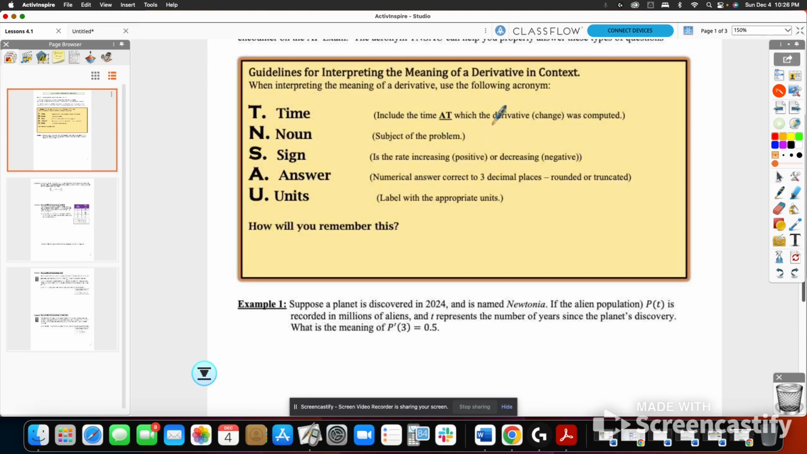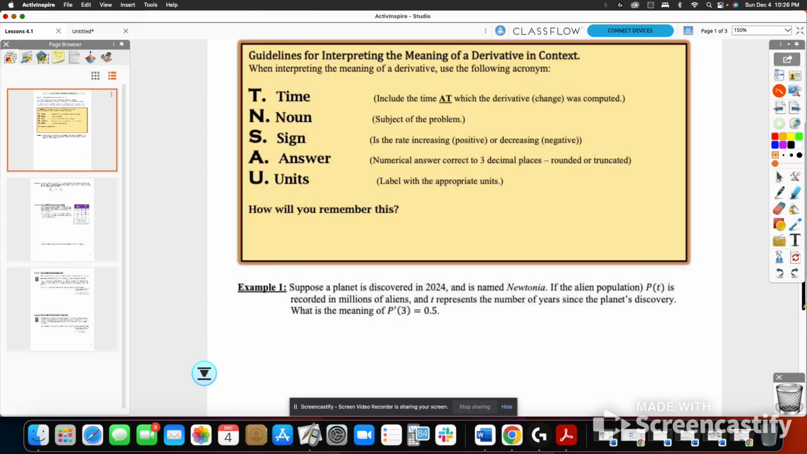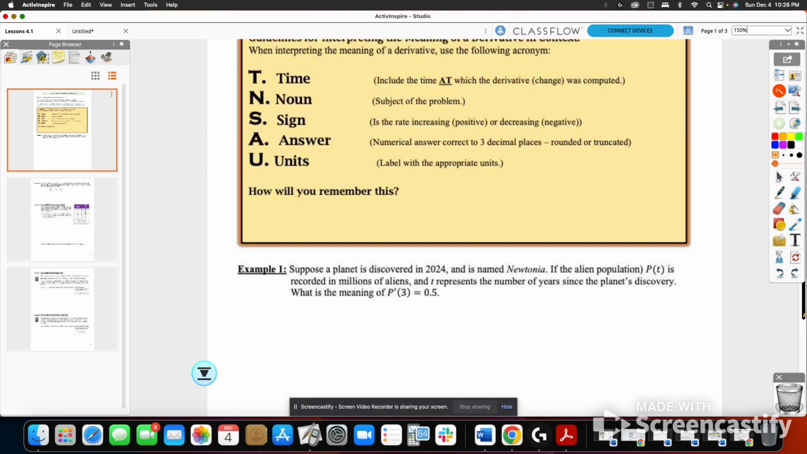So TNSAU. How will you remember this? What acronym would you use, just like PEMDAS, right? Please excuse my dear Aunt Sally. What do you think we can use to remember TNSAU?